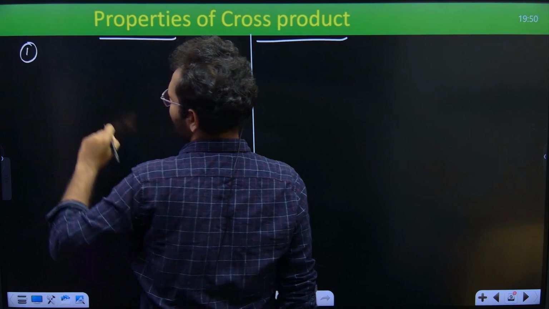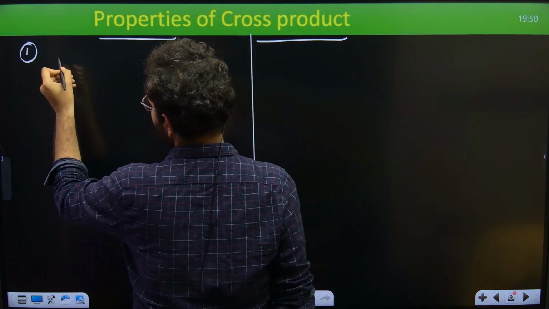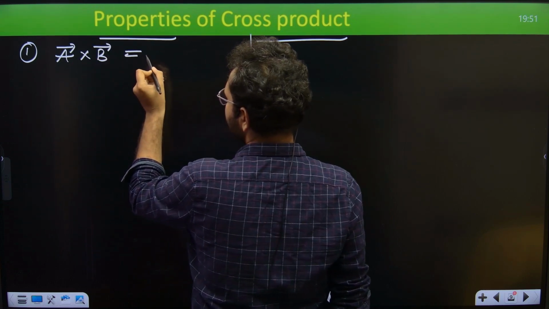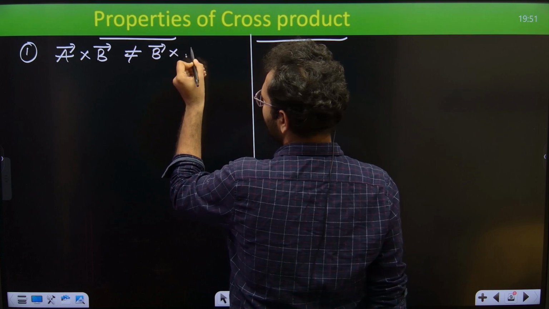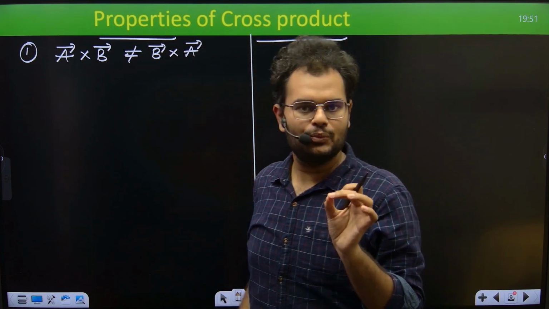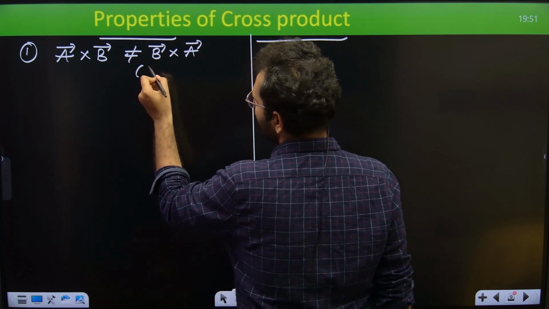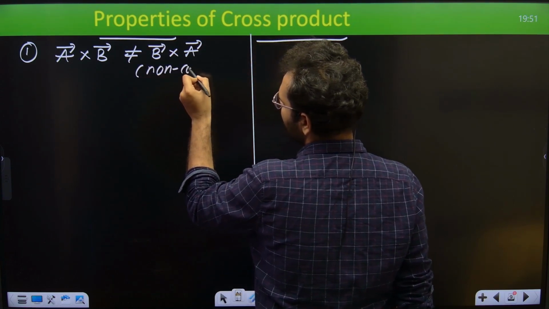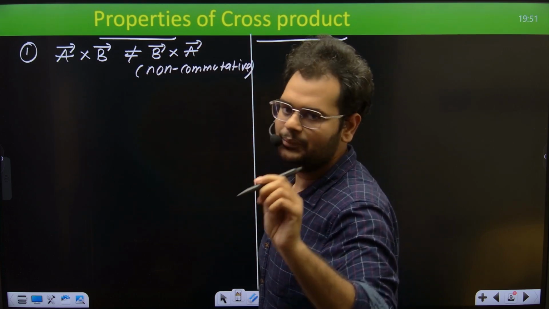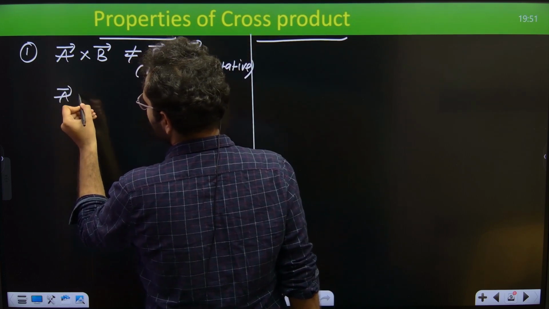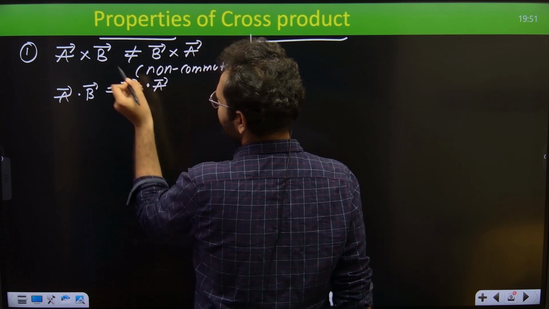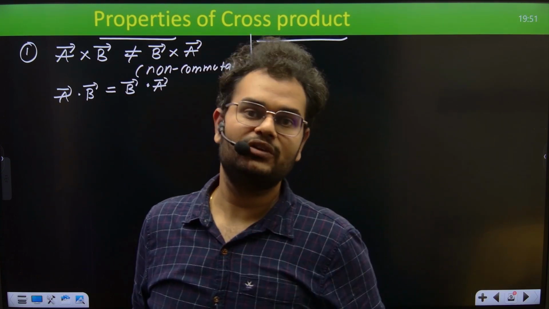Now the first property is that A cross B is not equal to B cross A. If A cross B were equal to B cross A, that would be the commutative property. So cross products, very important, are non-commutative. We will compare this with dot product. In case of dot product, A dot B was equal to B dot A, right? But in case of cross product, A cross B is not equal to B cross A. Why is it not equal?